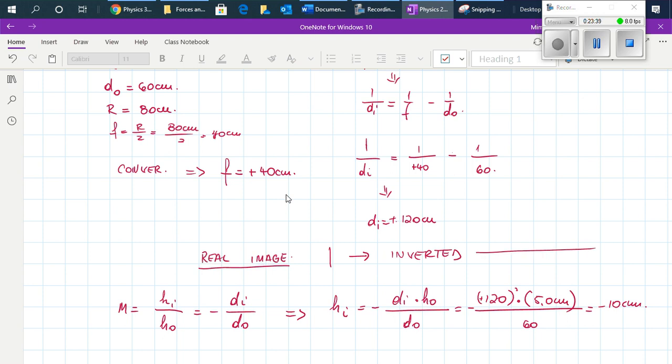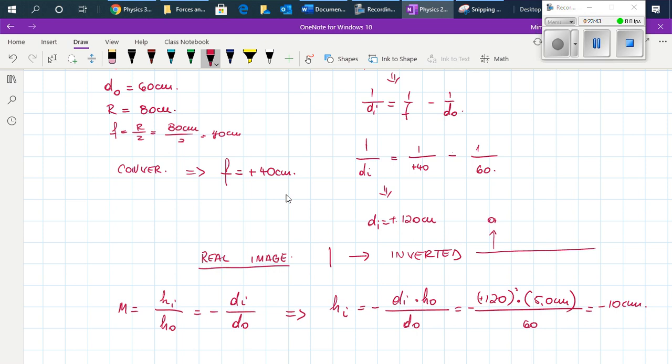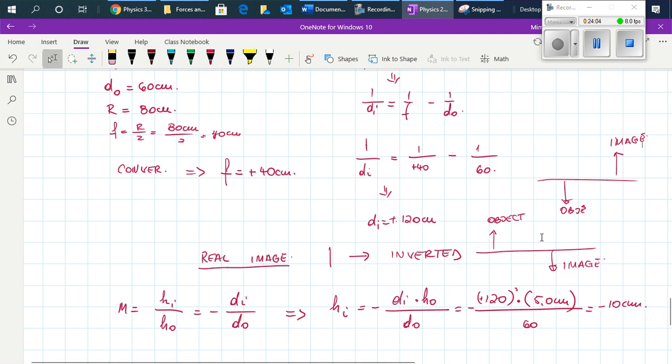So it's saying that if the object is going up, the image will be going down, or if the object is going down, then the image will go up. It's the opposite direction, opposite orientation. Now, the image is 10 centimeters tall, which means that it is larger than the object.